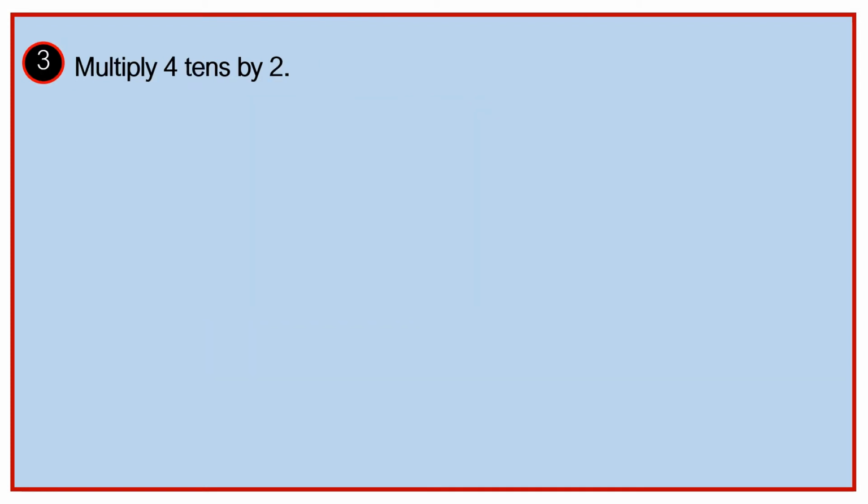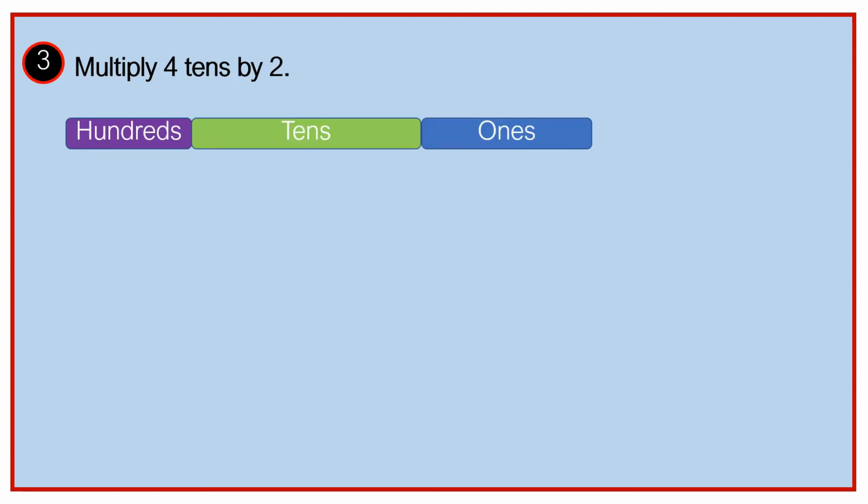Example 3. Multiply 4 tens by 2. This time we have tens. So we do not have hundreds, we do not have ones, but we have got tens. So we have 4 tens. So that is 1, 2, 3, 4. 4 tens. Now we will multiply it by 2.